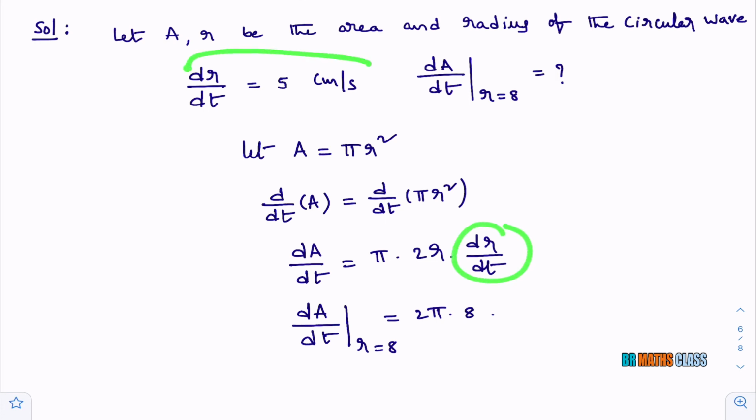You observe the question. In the question they gave dr by dt. What is dr by dt? dr by dt is 5. So 8 5s are 40, 40 into 2, that is 80 pi. What is this? This is the rate of change of area, so centimeter square with respect to t, so centimeter square per second. So the units are centimeter square per second. I hope you understand this.